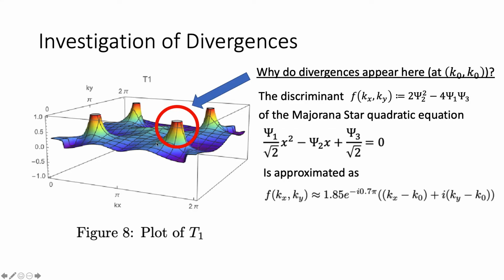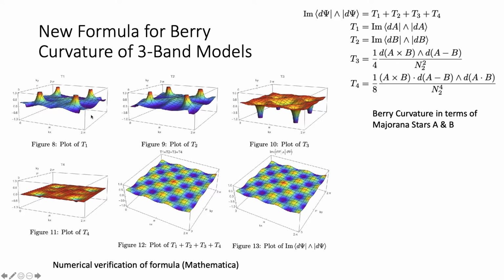So we wanted to understand why these divergences exist. And why do we want to do so? It's because we see that T1, T2, and T3 all have these divergences. However, when we add T1, T2, and T3 up, all the divergences cancel perfectly, resulting in this fairly uniform, non-divergent Berry curvature.